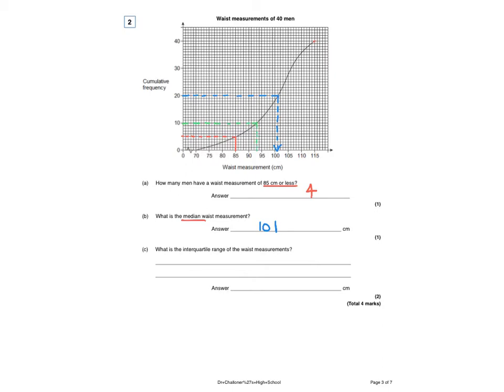I can read that from the x-axis there. So my lower quartile is equal to 93 approximately. And my upper quartile, well, 30 is 3/4 of the way through 40. So if I go across like that to the curve, down like that, I'll be able to read off my upper quartile, which is equal to 106. And so my interquartile range is 106 subtract 93, which comes to a value of 13.